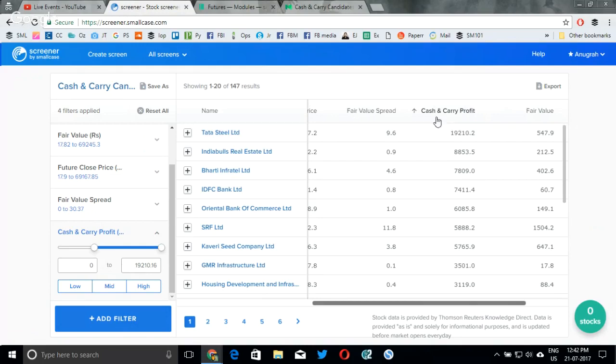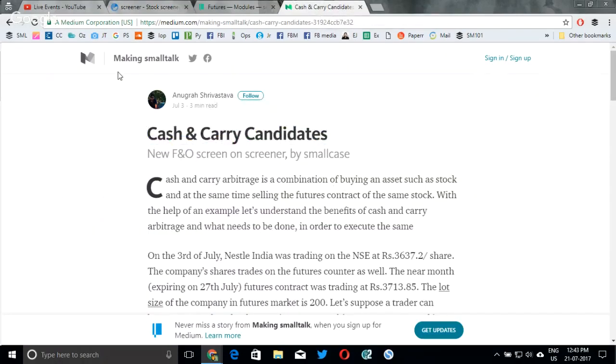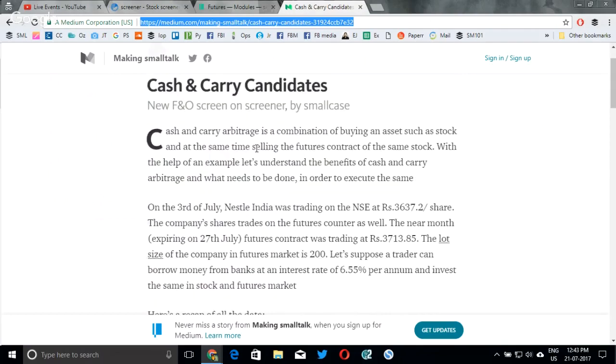Because I'm seeing that cash and carry profit, which is an arbitrage profit for Tata Steel, is rupees 19,000. That is a risk-free profit of rupees 19,000 by putting a cash and carry trade on Tata Steel. So let's check out a few more details and understand the cash and carry arbitrage before we come back to this screen. To do that, you can access this blog which is available on Making a Small Talk on Medium. You can see the URL in the video itself and check it out later.